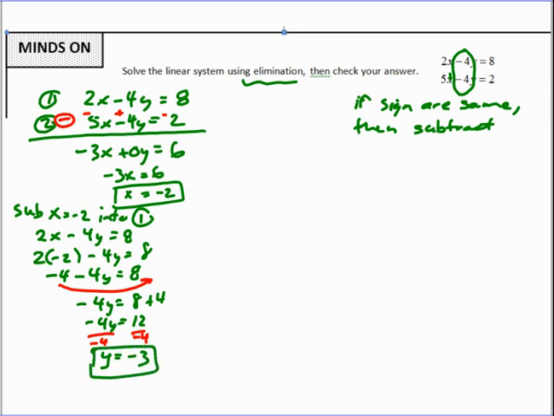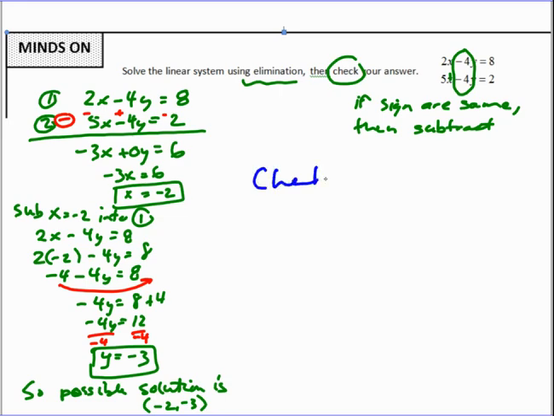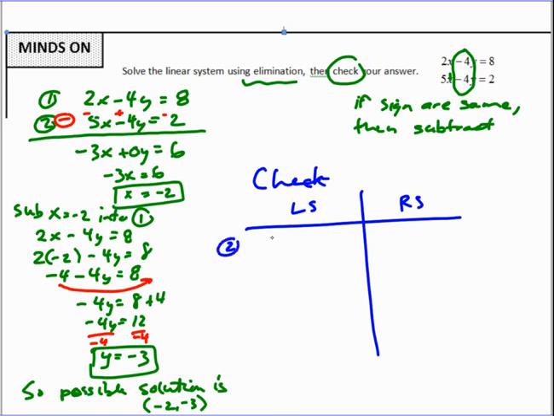So therefore, the possible solution is negative 2, negative 3. I say possible because it also asks for a check. So if we're going to do a check next, we can do left side equals right side. We used equation 1 before, so maybe this time you want to choose equation 2 just to make sure it works with both.